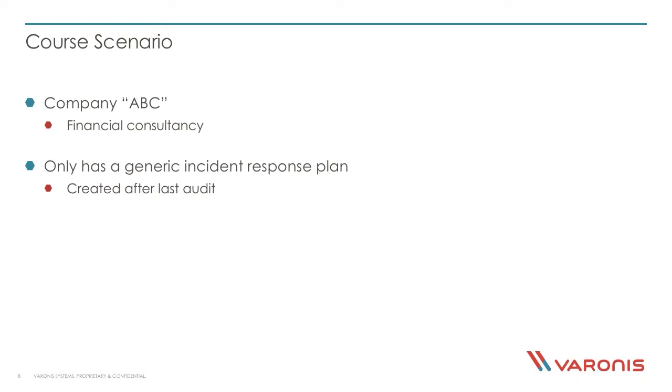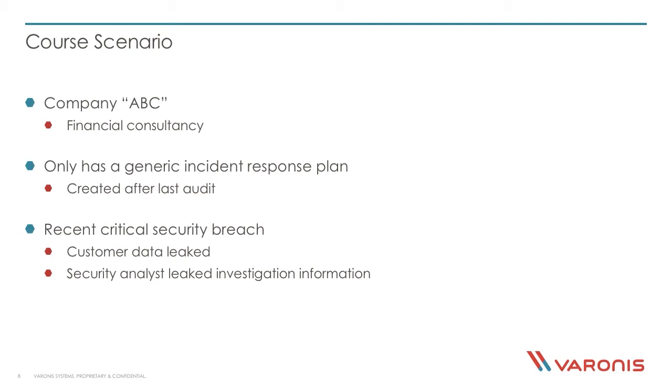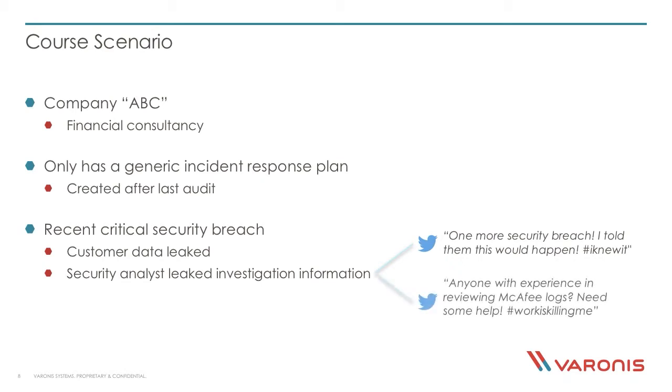The problem is, the company recently had a critical security breach in which customer data was leaked. And worse than that, during the investigation, which is supposed to be confidential, the security analyst leaked the investigation information. He posted on Twitter, "One more security breach. I told them that would happen. Hashtag I knew it." That's amazing, right? To get even worse, later he posted, "Anyone with experience in reviewing McAfee logs? I need some help." And of course, hashtag work is killing me. I don't even need to tell you how terrible this is. First, clients from that company heard through a security analyst that there was a security breach, which puts down the trust in the company.